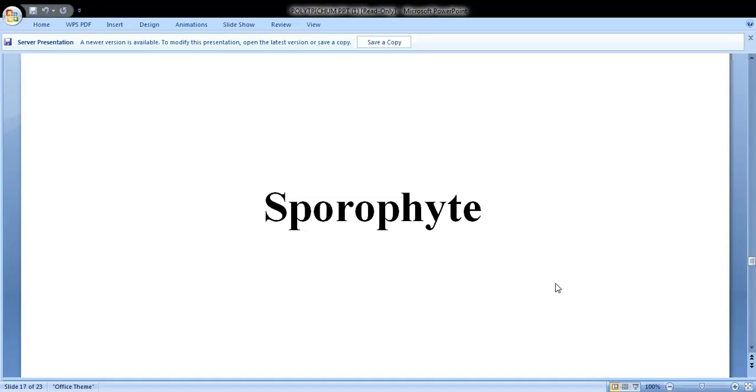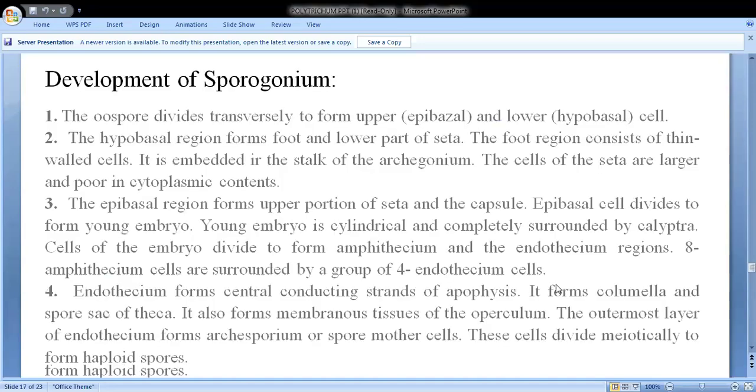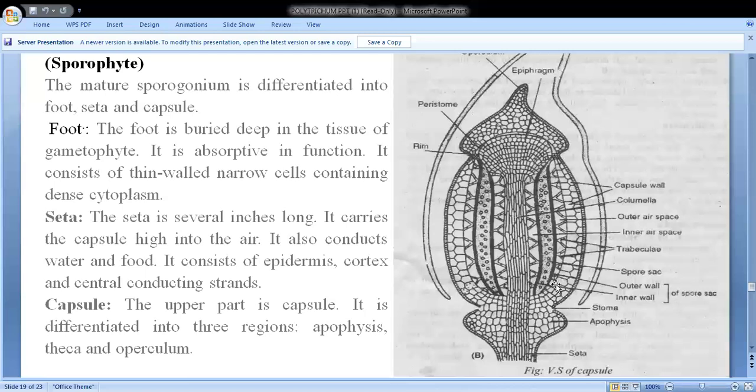Next, coming to the sporophyte structure. See here, this is the sporophyte. It's very important. After the fertilization of male and female gametes in the venter of the archegonium, the resulting zygote grows and develops into the sporophyte. This is in diploid condition. So the diploid sporophyte consists of foot, seta, and capsule.